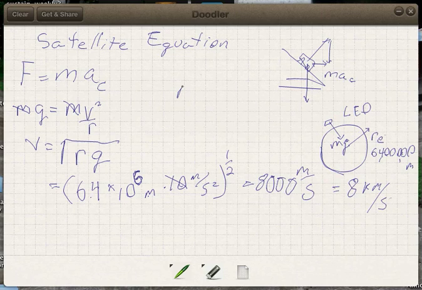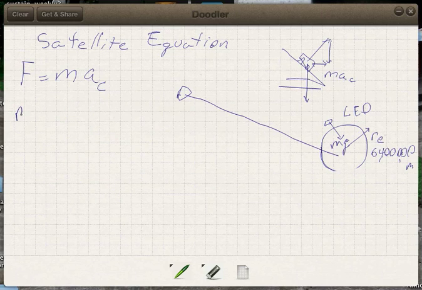But as we get further away, at a much greater distance from the Earth, we can no longer say that the force is mg. Now the force is m1 m2 over r squared times the gravitational constant, and that's equal to mv squared over r. So what are we talking about? Let's call this the mass of the satellite, and this would be the mass of the Earth.